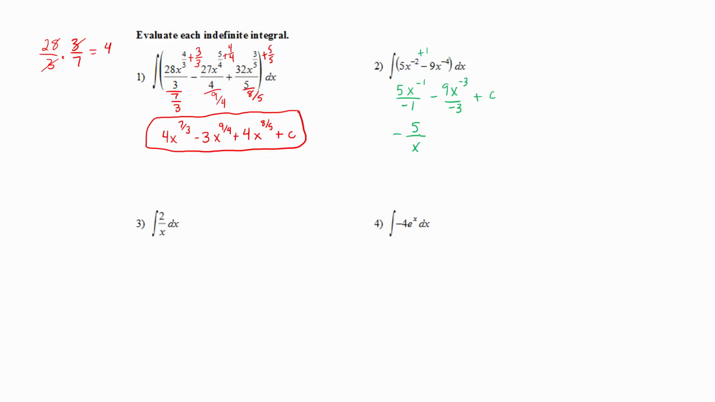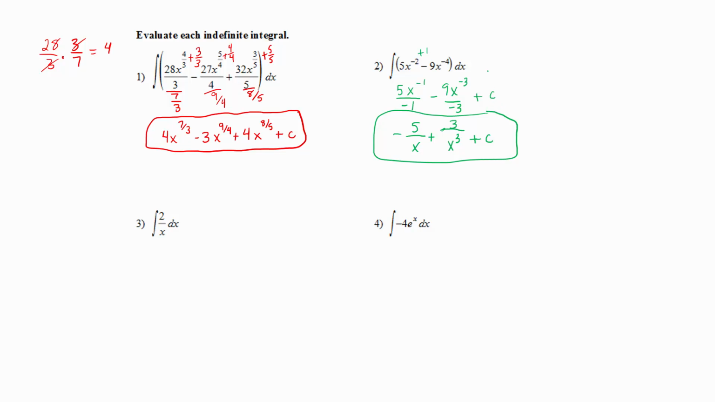And then we'll do -9 divided by -3, which is plus, and then we'll have 3 on top and x cubed on the bottom, and then plus c. So this right here is our answer.